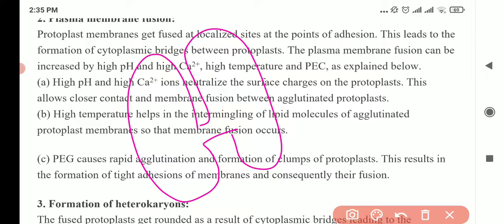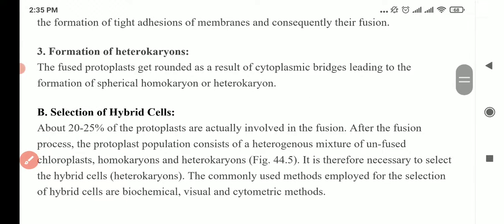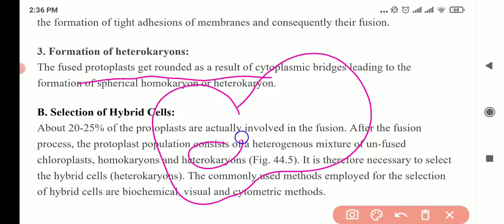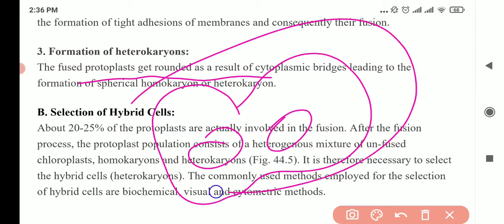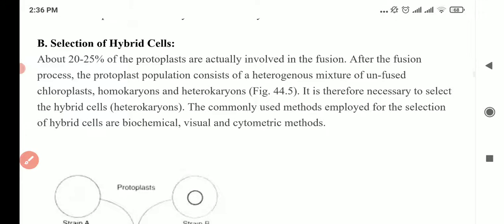Then the plasma membrane fusion can be increased by high pH and calcium, temperature, etc. These are the chemicals we have already learned in the same note. Then formation of heterokaryon. The fused protoplasts get rounded as a result of the cytoplasmic bridges, leading to the formation of a homokaryon or heterokaryon. So when 2 nuclei occur in the same protoplast, meaning the fused protoplast. Now the next step is to select the hybrid cell.